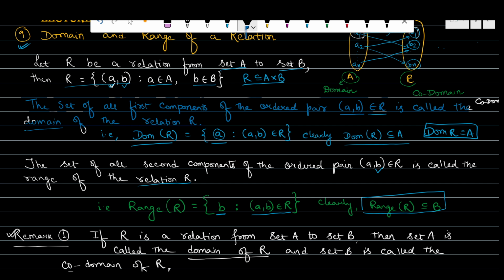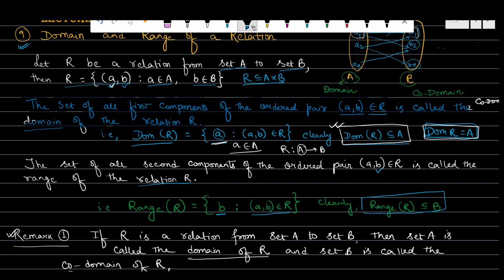Domain of R will contain elements from set A only, right? As a here belongs to the capital A. So if you define a relation R from A to B, your domain will be set A. Here, domain of R is a subset of A. This we will explain later on, but for now you may assume that domain of R equals A.